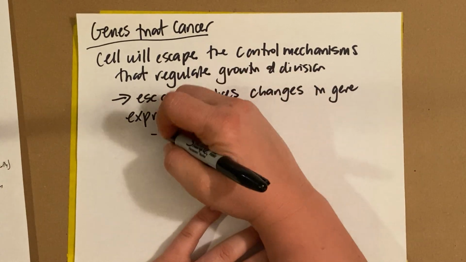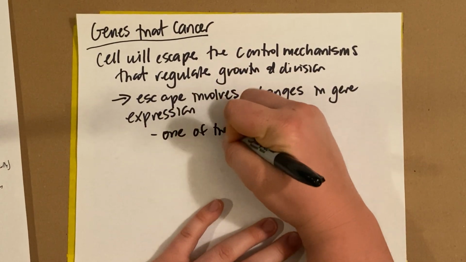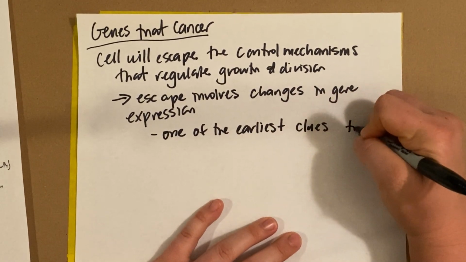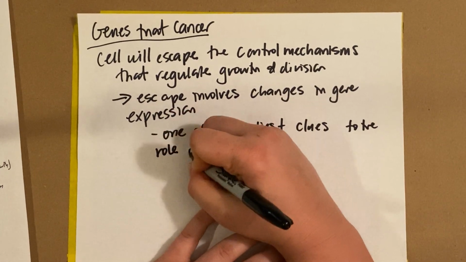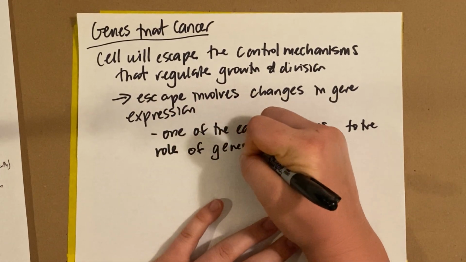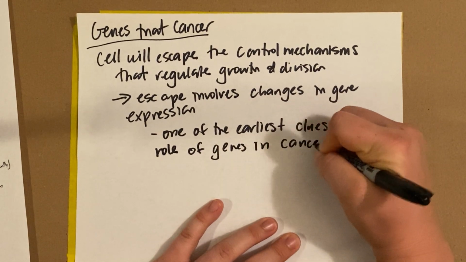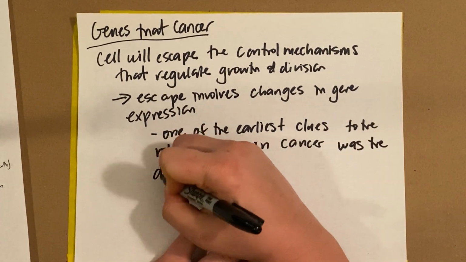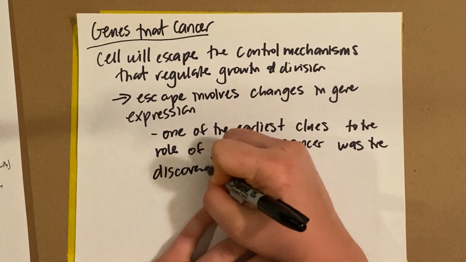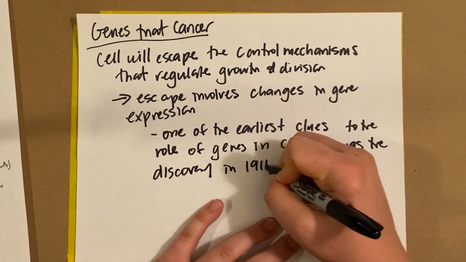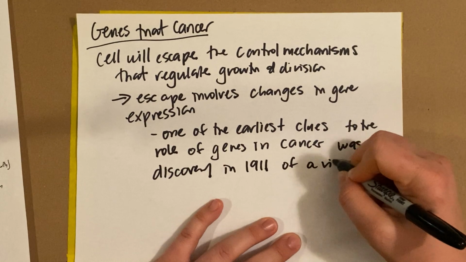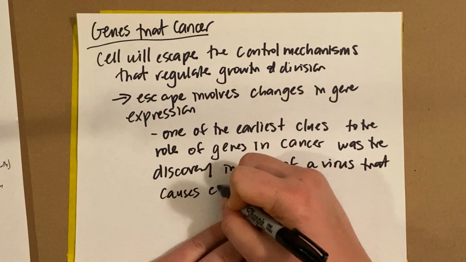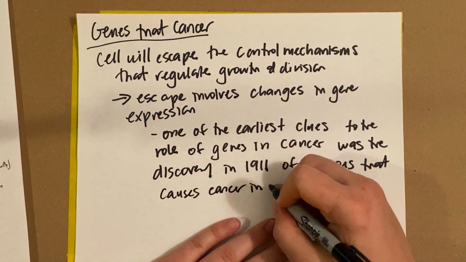Okay, so one of the earliest clues to the role of genes in cancer was the discovery, and this happened in 1911, of a virus that causes cancer in chickens.